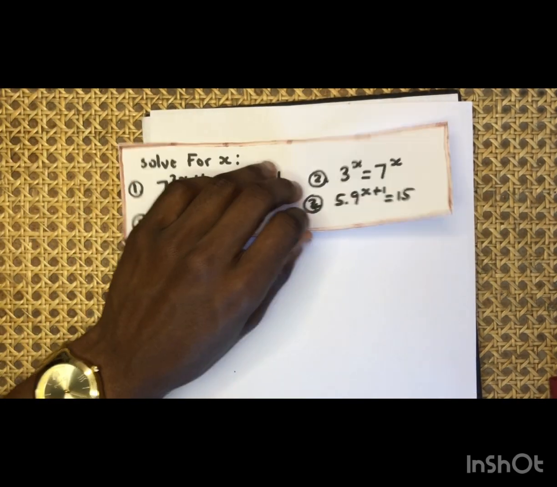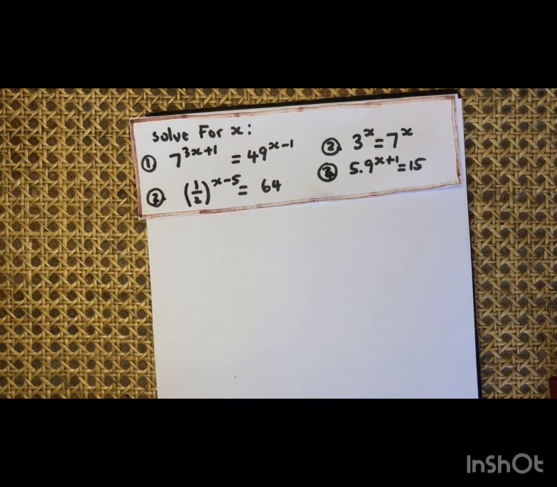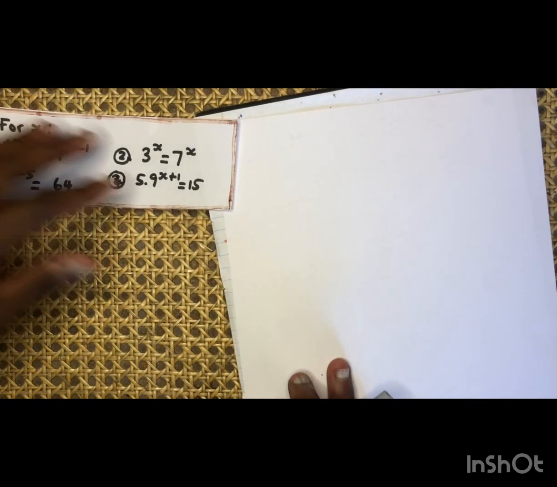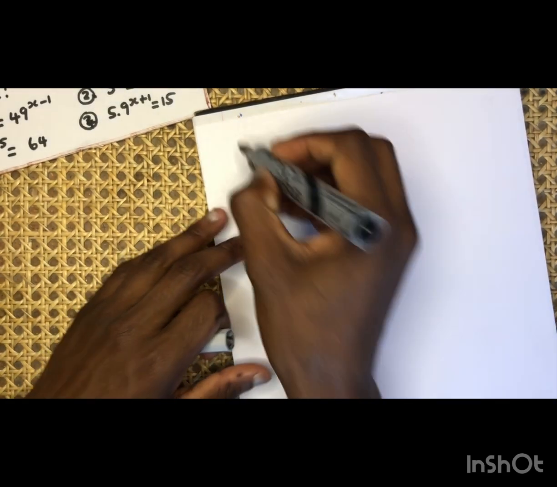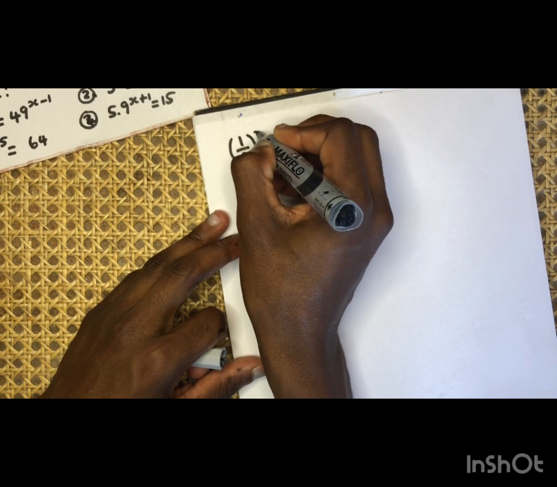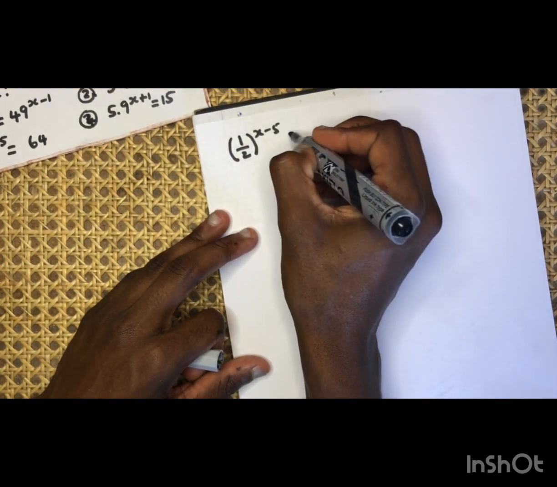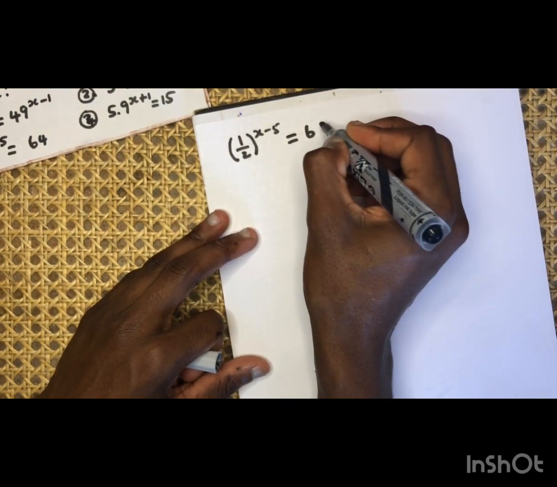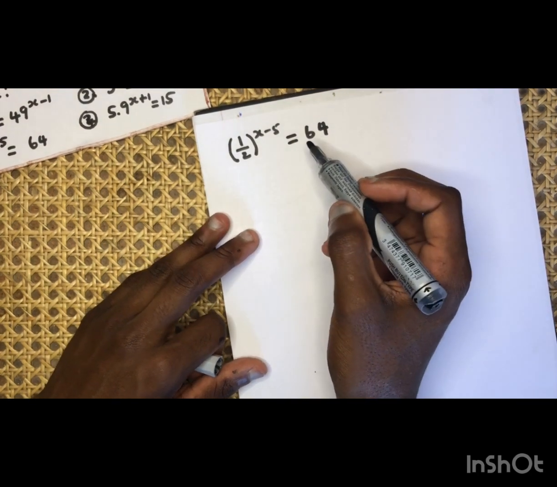So let's do number 3 here. Number 3, guys, we are given (1/2) all raised to x minus 5 equal to 64. This is easy, guys. So I have (1/2) to the power x minus 5. Remember, you can pause the video, guys, and try to attempt this question on your own.